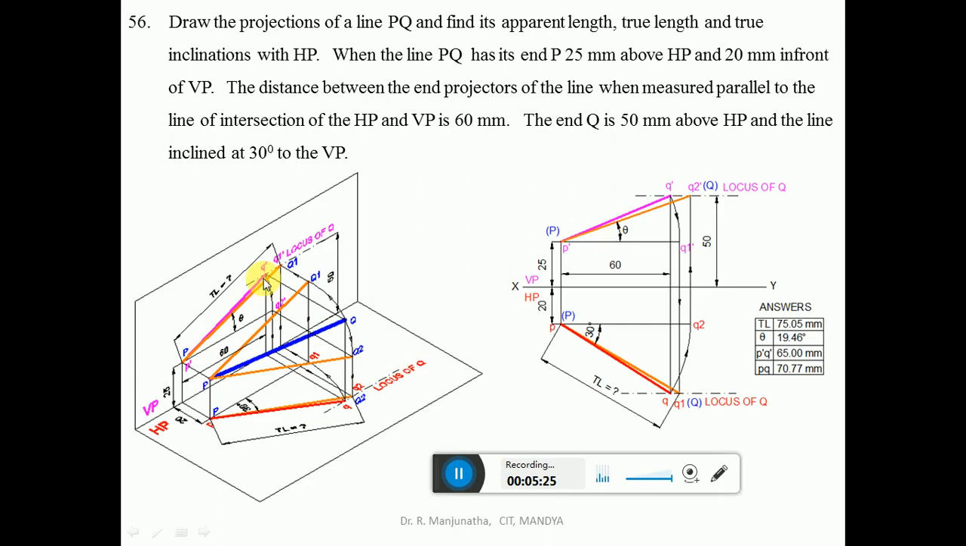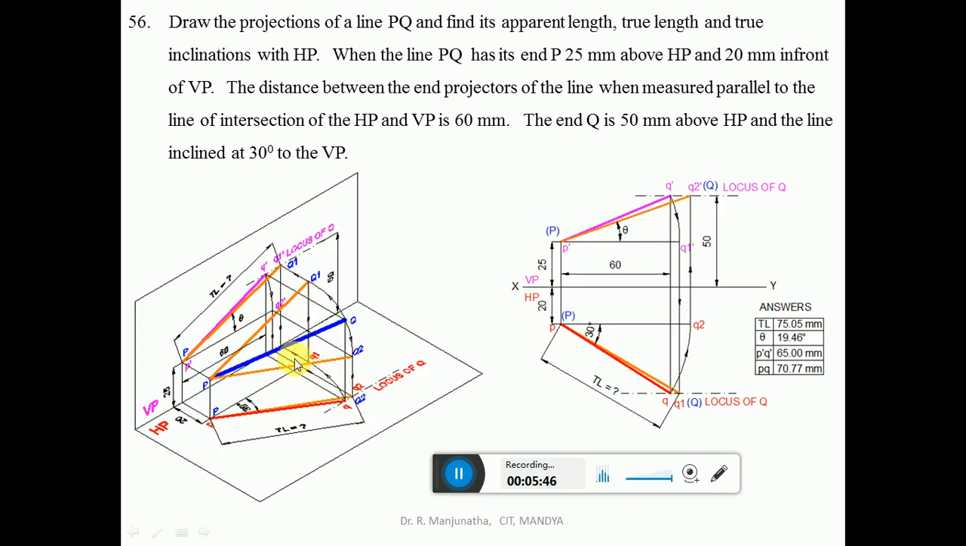Since we know the end projector of the point, which is going to lie on this line, and now the top view also in the end projector, which is going to lie on this line. Then you draw a projector so that it cuts the locus of Q here. So you will get small pq. Here join small pq with a dark line, which is going to be the top view.